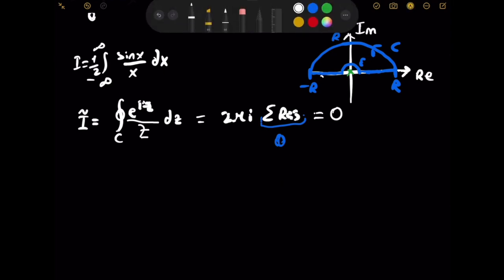So we will have I tilde explicitly. Well, we're going to go from minus r to minus epsilon, right? That's this part. And then we're going to have the integral, but we're on the real number line right now. So that's just e to the power of ix over x dx, because z is x for that portion of the contour, plus.